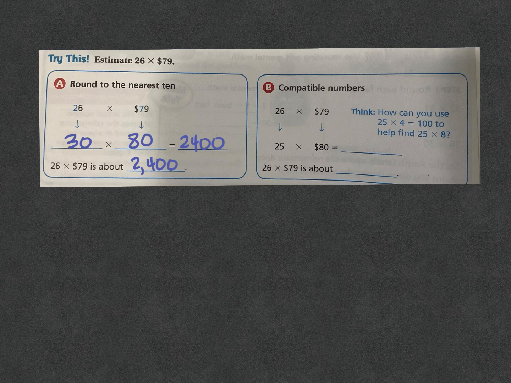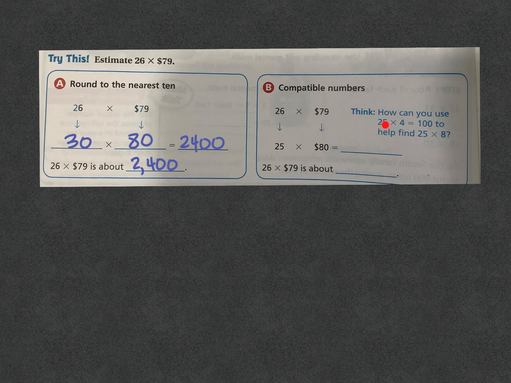All right, what about using compatible numbers with the same thing? How can you use 25 times 4 equals 100 to help find 25 times 8? So here, 26 is really close to 25. And remember, we deal with quarters all the time, so we know we can do that calculation. So let's round that to 25. It's a little bit closer than this one rounding to 30. So we might get a little more accurate of an answer. We'll round this to 80 also.